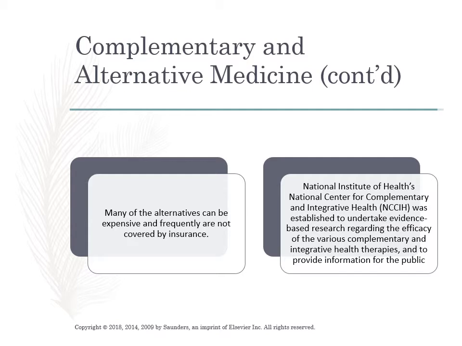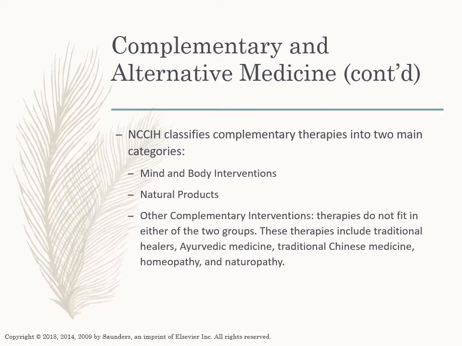The NCCIH was established to undertake evidence-based research regarding the efficacy of the various complementary and integrative health therapies and to provide information for the public. Integrative medicine focuses on combining conventional and complementary interventions in a collaborative way. NCCIH classifies complementary therapies into 2 main categories: mind and body interventions, which is a variety of techniques designed to enhance the mind's capacity to affect bodily functions and symptoms.